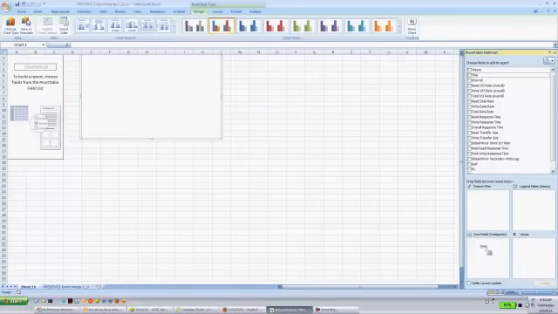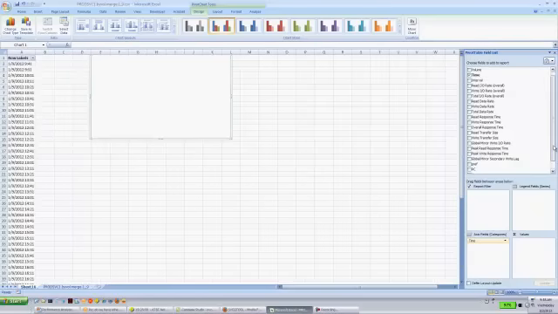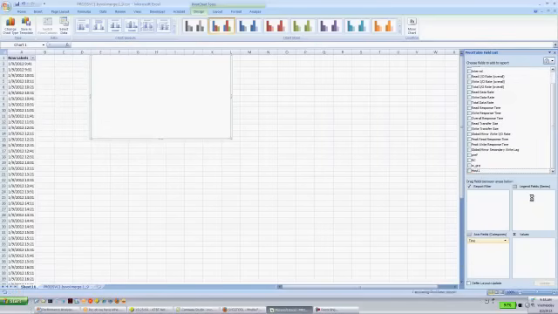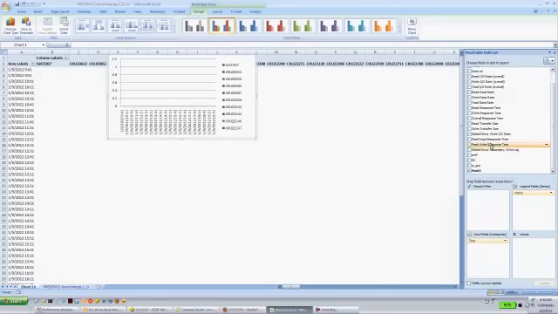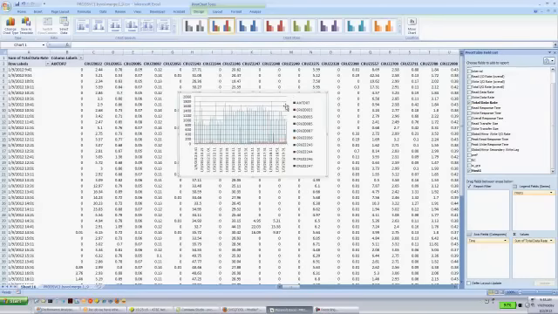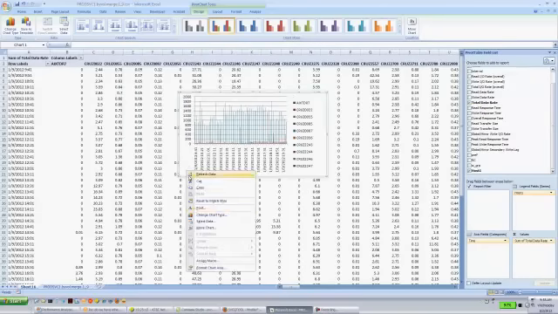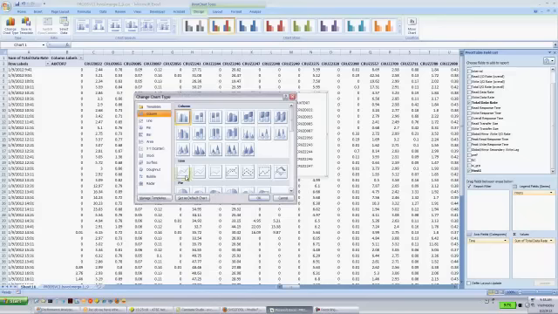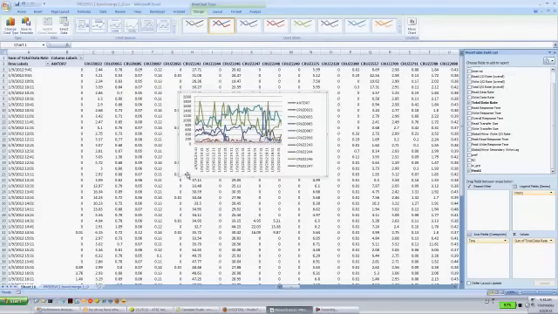I'll add time to the x-axis and our new host field to the series. For this demonstration, I'll plot total data rate. Now, that's hard to read, so we'll convert that to a line graph. And there's the by host graph.